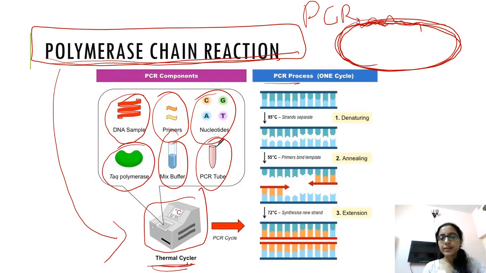So the PCR cycle includes three main steps: denaturing of DNA, annealing, and extension. In denaturing, the DNA is processed at 95 degrees Celsius so that the strands, which as you can see here are attached, are separated. Again, they are annealed at 55 degrees Celsius. Primers and templates are added here.